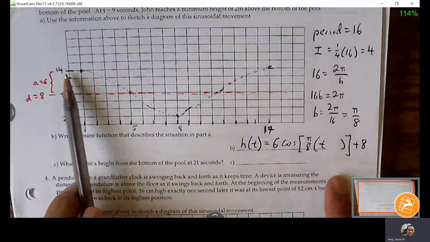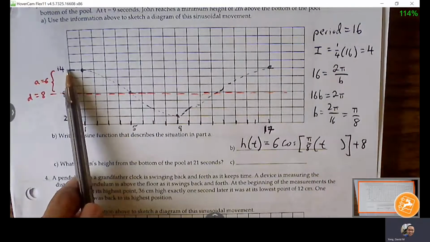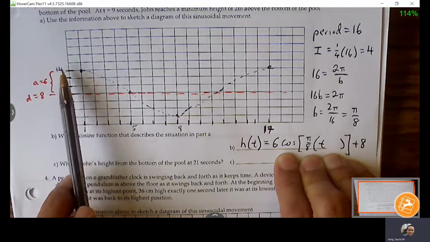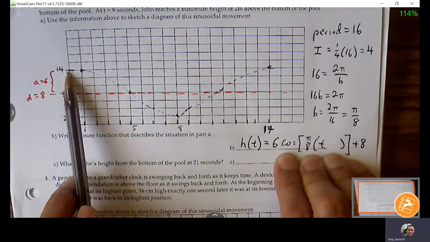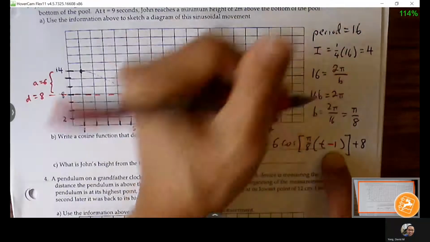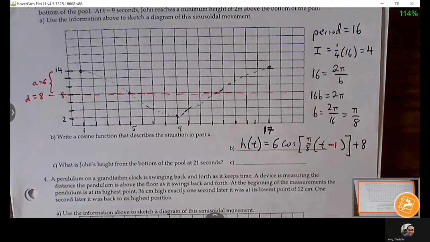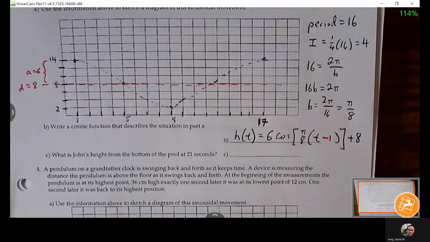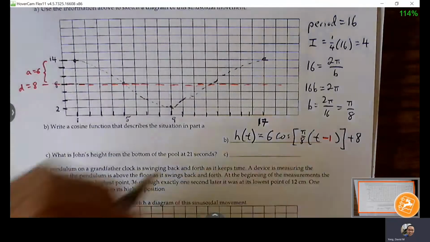Okay, so we think of cosine as starting at the max on the y-axis, and that's what I have in front of me. But I want to shift that graph to this location, so what's my shift? To the right one? So therefore, minus 1. Okay, hopefully you guys are feeling more comfortable with the shift. Okay, and now it's just plugging in 21 for t into the calculator.